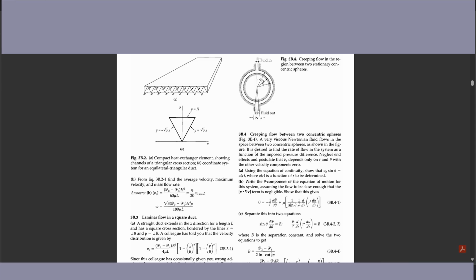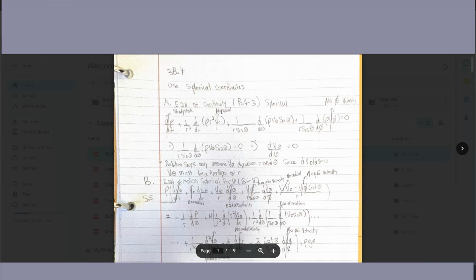the imposed pressure difference. Importantly, neglect end effects and postulate that v theta depends only on r and theta, and the other velocity components are zero. So that's going to be important for some of these problems. All right, part A. Use the equation of continuity to show that v theta sine theta is a function of r, basically. So yeah, let's get to it.